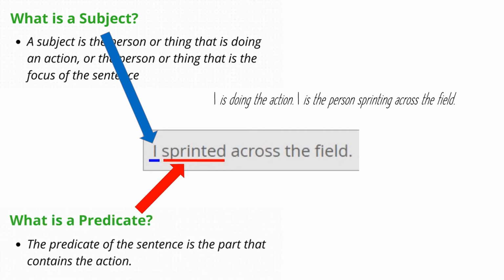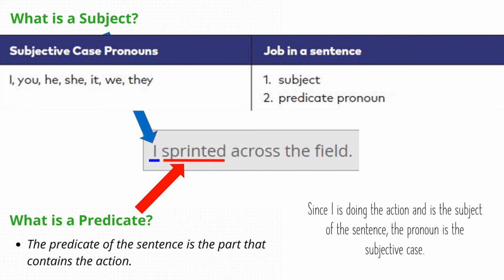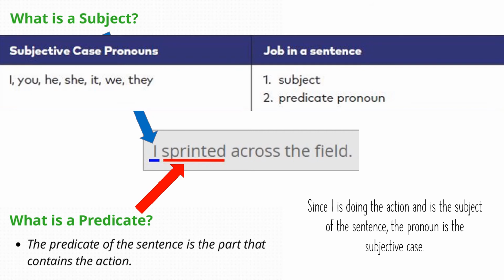Next, we're going to look at our predicate. Remember that the predicate of the sentence is the part that contains the action. So sprinted across the field is our predicate. We know that this I is the subject of the sentence. So its job in the sentence is that, number one, it is that subject. We can then confirm that yes, I is the correct pronoun to use in this case because I is the subjective case pronoun. Since I is doing the action and the subject of the sentence, the pronoun is the subjective case.